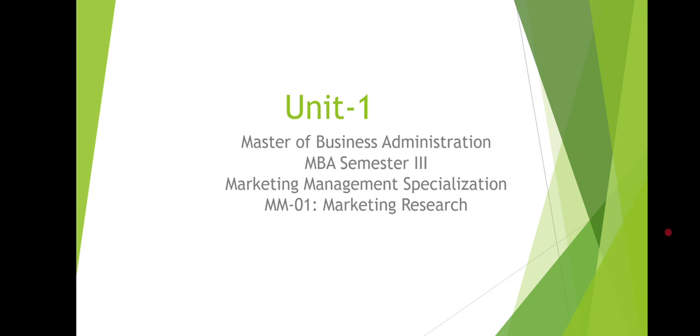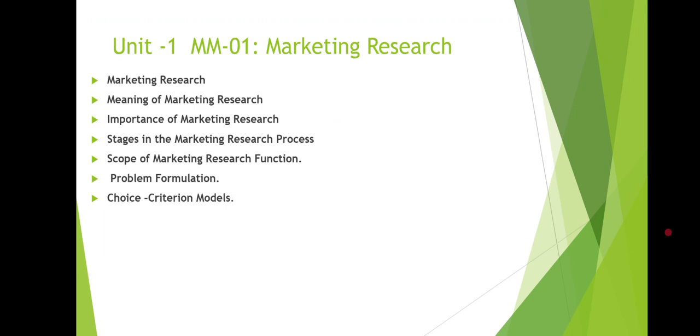In today's class, we are going to talk about this subject MM01 Marketing Research. So this is unit 1, and in unit 1 we are going to cover all these topics. First topic we have marketing research. Next we have meaning of marketing research. After that we have importance of marketing research. Next we have stages in the marketing research process. After that we have scope of marketing research function, problem formulation, choice criterion, models. So these are the topics that we are going to cover under unit 1.